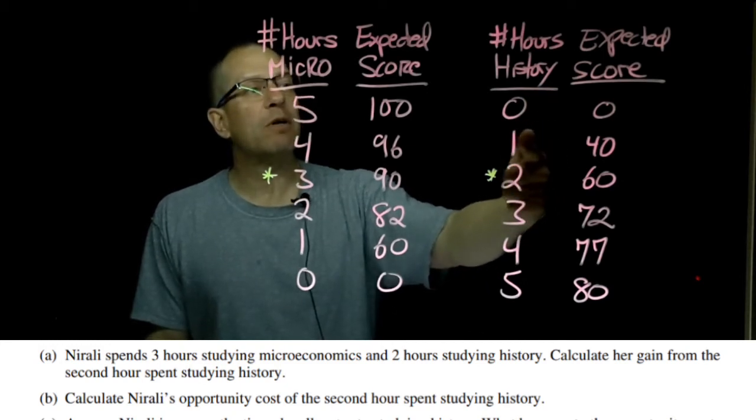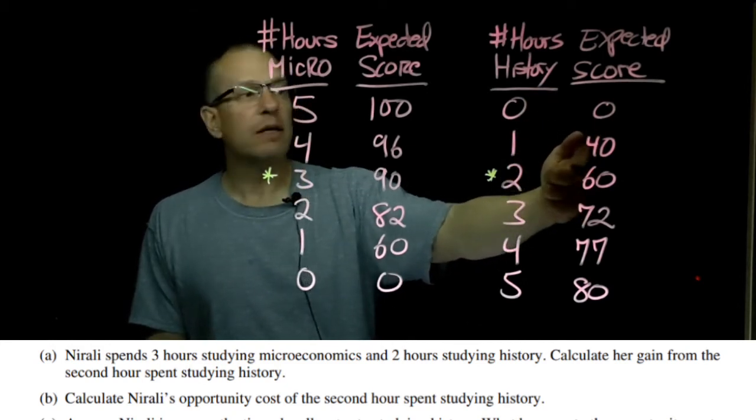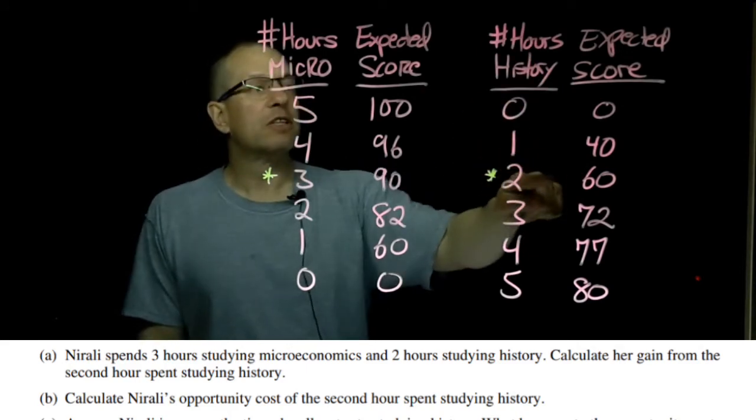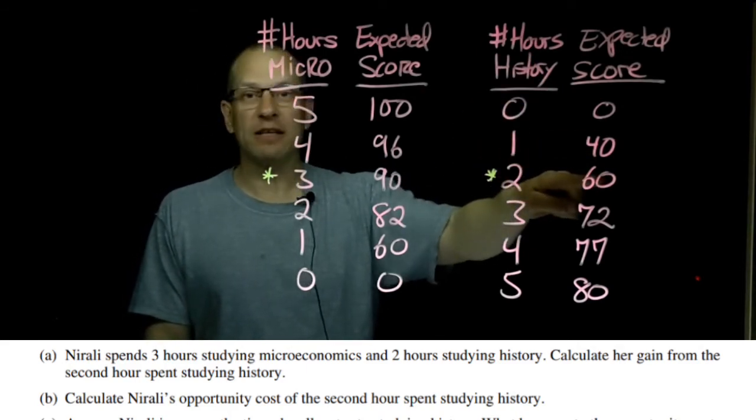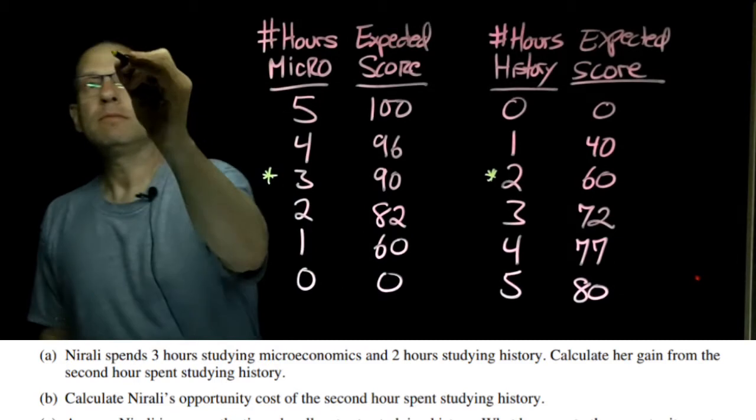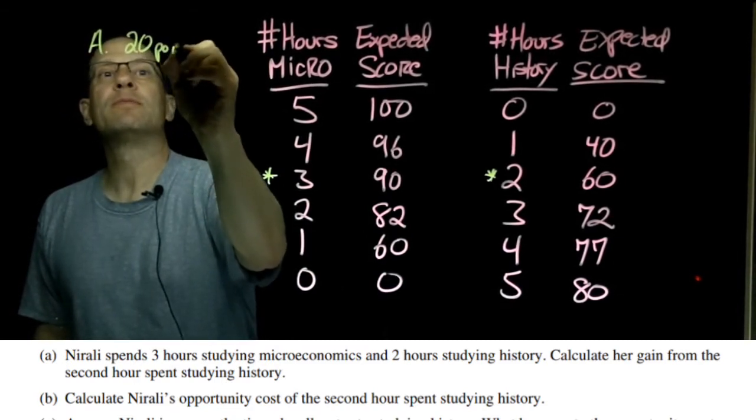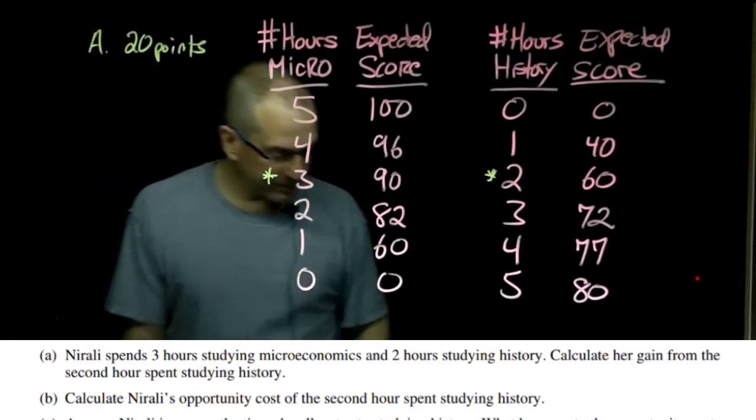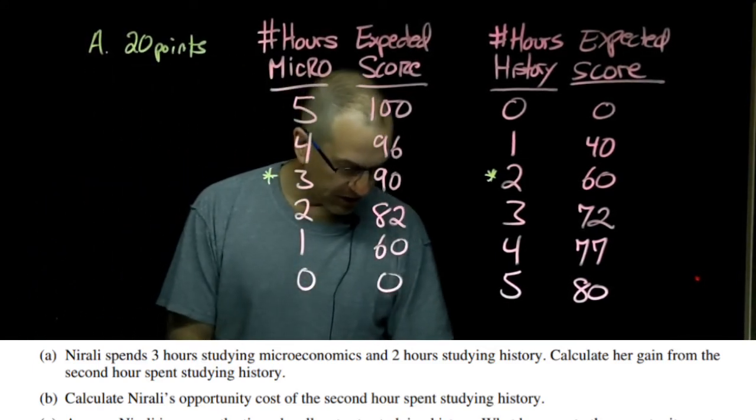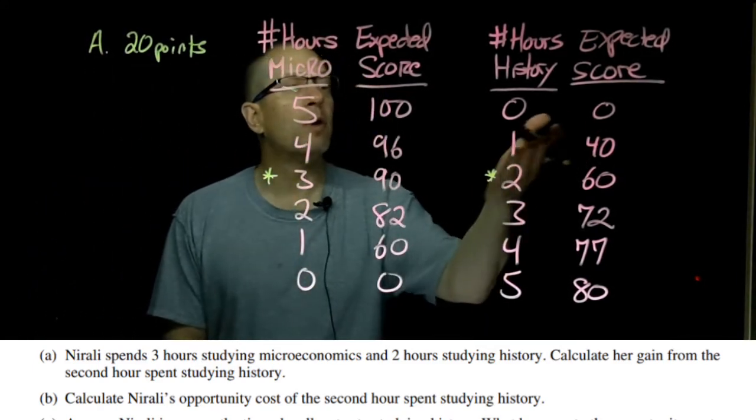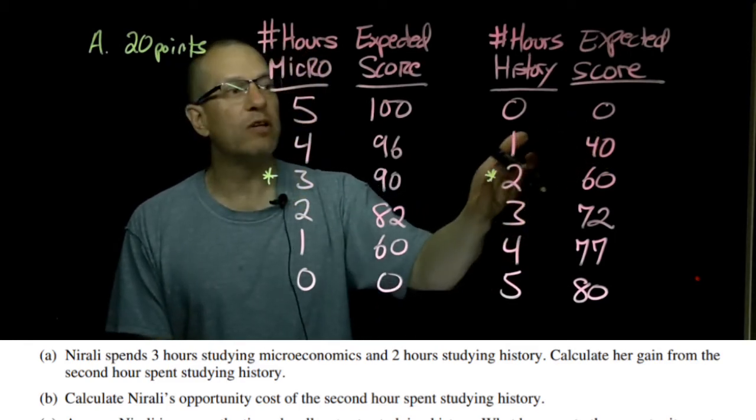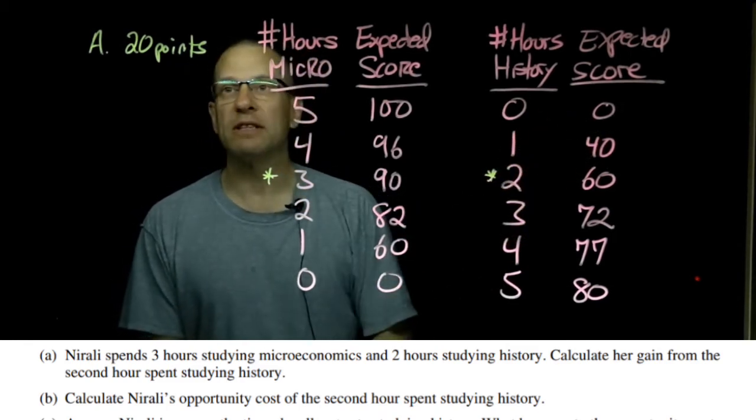Well, the first hour, she received a 40. The second hour, she goes up from a 40 to a 60. So for A, the gain is 20 points. Okay? That's the expected gain that she would get, going from 1 hour at an expected score of 40, to 2 hours and scoring a 60.